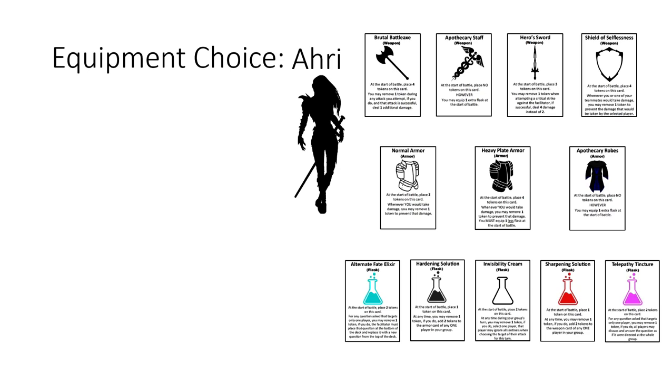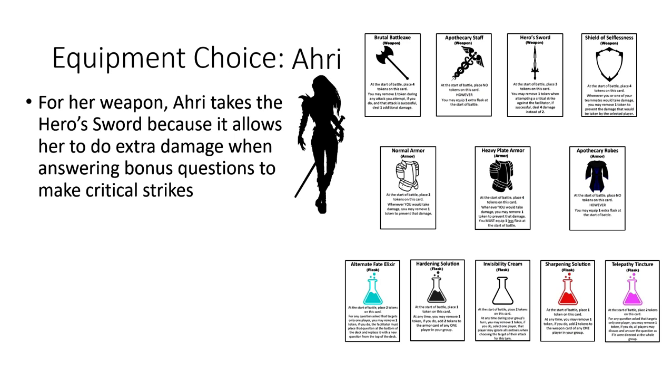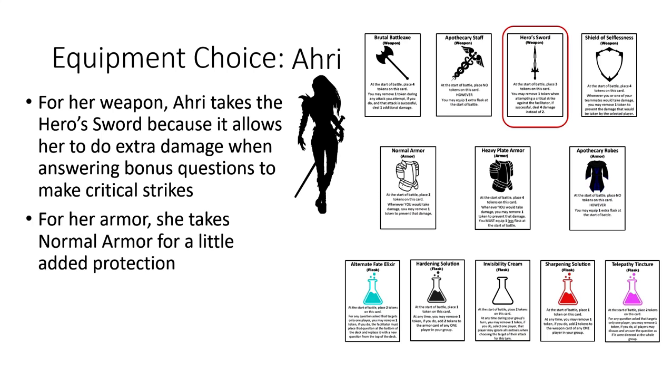So let's talk about our equipment choice for our hypothetical Ari. If you're coming from the last video, it's changed just a little bit. For her weapon, she decides to take the Hero Sword because she's very confident. She knows it'll allow her to do extra damage, and she plans on doing a lot of critical strike chances. For her armor, she takes normal armor, just for a little bit of added protection.